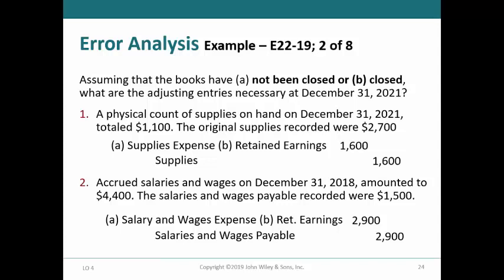The second entry concerns salaries and wages expense. The entry was made originally for $1,500, but the correct amount is $4,400. To correct this, we would need to debit salaries and wages expense for $2,900 if the books are still open, or retained earnings if they are closed. We would also need to credit salaries and wages payable for the same amount.